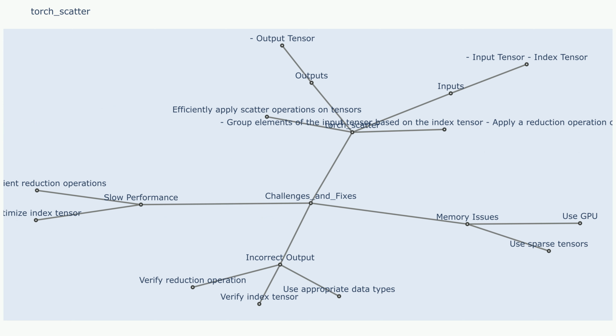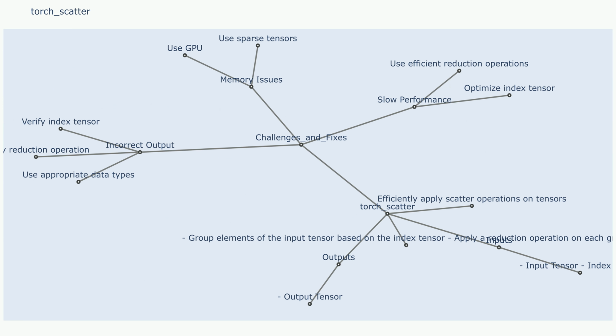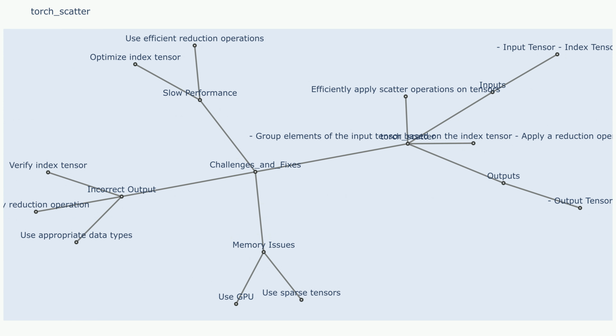Inputs: src, the source tensor containing the values to be scattered. The shape of this tensor should be n. Index: the index tensor specifying the indices to scatter values into the output tensor. The shape of this tensor should be n.